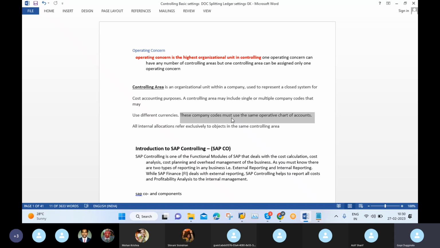So the operative chart of accounts is the answer. I received this question so many times in my interviews. Yes, different currencies also we can assign to one controlling area. But the thing is, different charts of accounts are not possible to assign to one controlling area. Then the question is why?